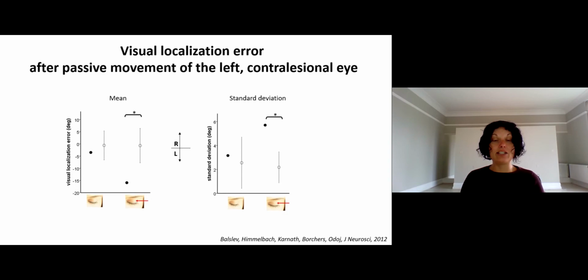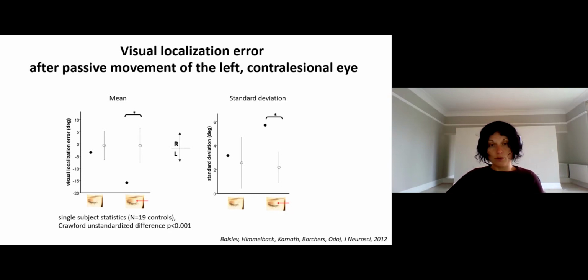And indeed, in this situation, we found an error. So as you can see, the patient was pointing to targets that were more towards the left, in the direction of the push, than the control. So a large error in the patient, and an increase in standard deviation. This result looks more like the result of Gauthier and colleagues, suggesting that proprioception is important for visual localization.